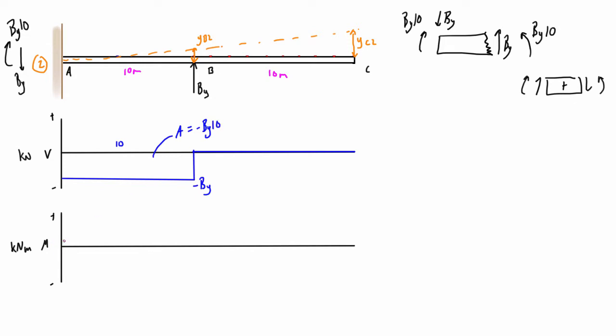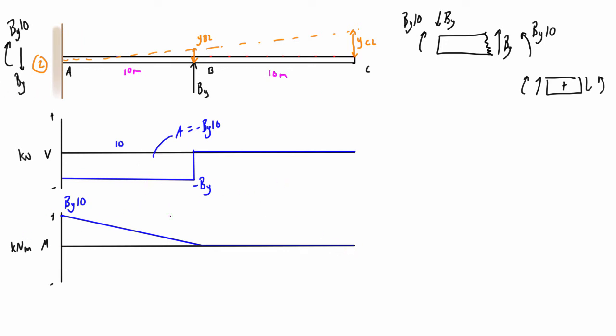Now when we look at the bending moment diagram, we're starting with a positive bending moment of By times 10 at point A, so let's draw that on right here. So we get positive By times 10. And then the change in magnitude as we go from this point to this point is the area here. So we're dropping, because it's negative area, we're dropping by that amount, so we go from By times 10 down to 0. And then that just carries on as 0 for the rest of the beam.